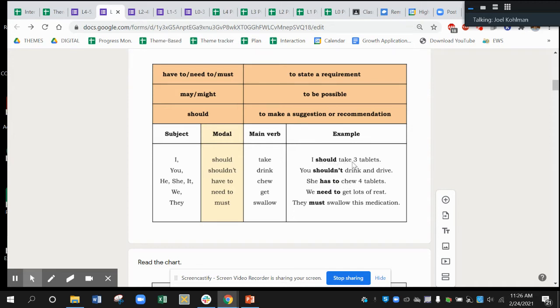I should take 3 tablets. That's a suggestion or a recommendation. We need to get lots of rest. Need to is a requirement. They must swallow this medication. It's a requirement. You have to.